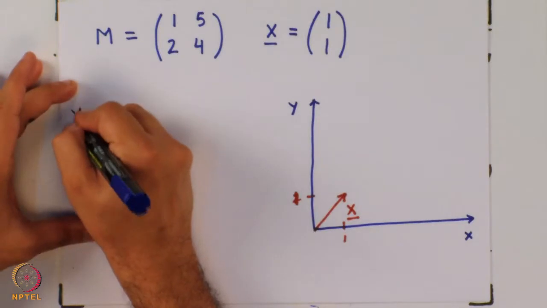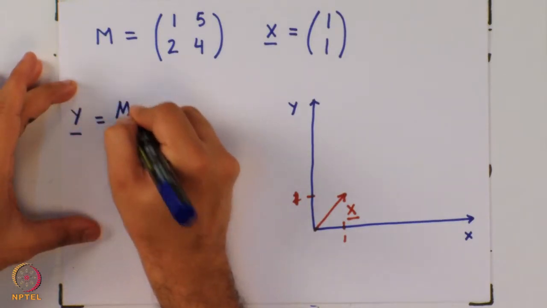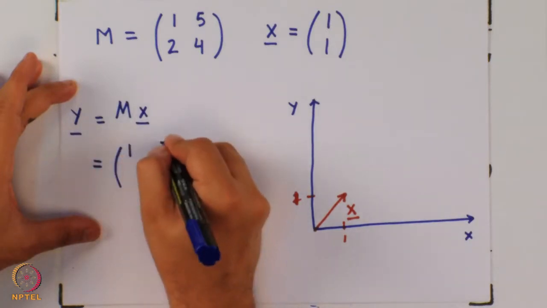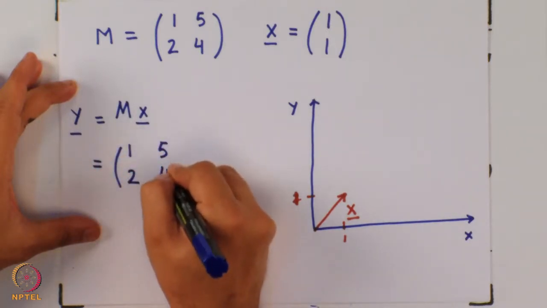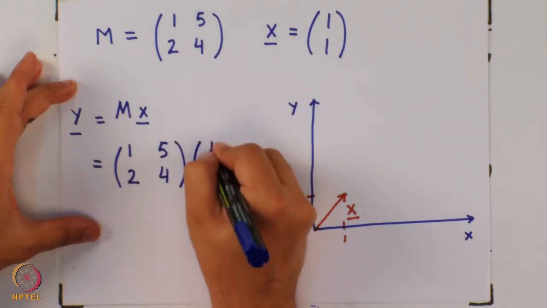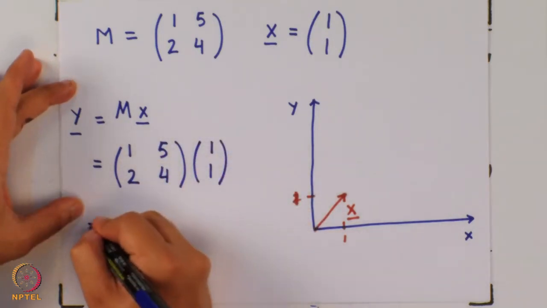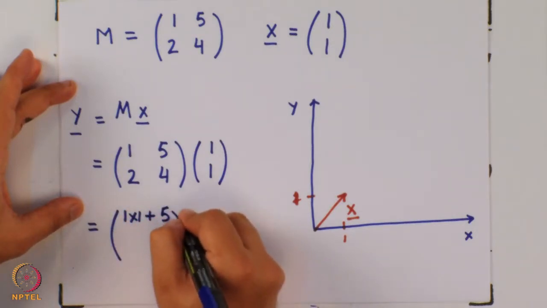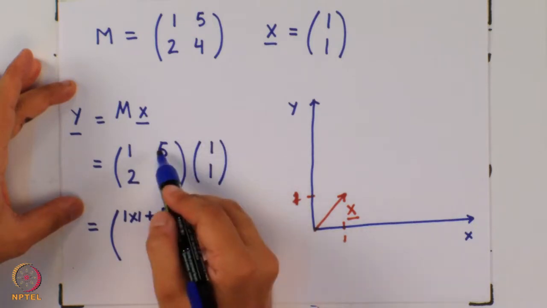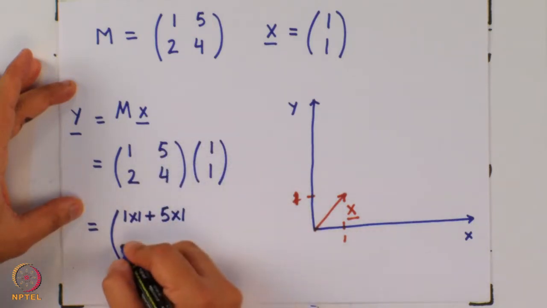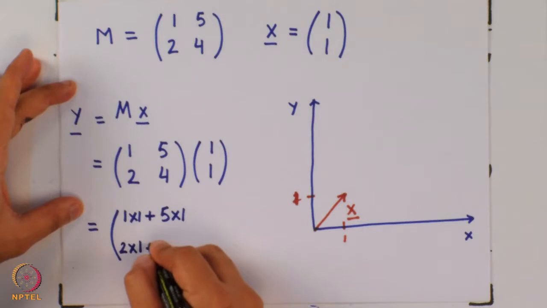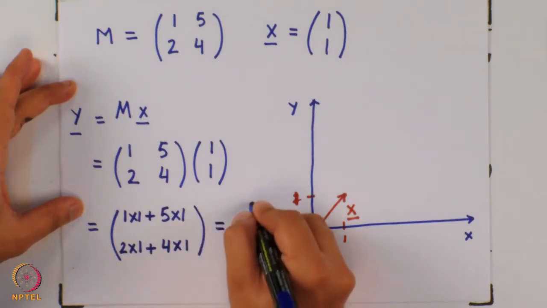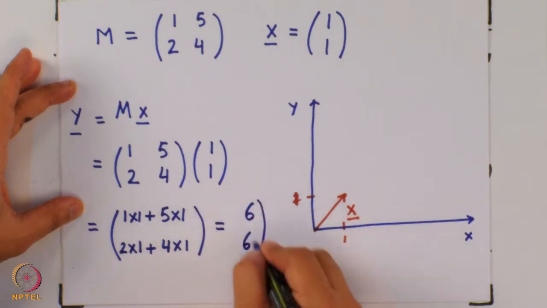Let us again say that y equals M times x, and that gives me [1, 5; 2, 4] times [1, 1], which is just equal to 1 times 1 plus 5 times 1, and the second element is 2 times 1 plus 4 times 1, which is equal to [6, 6].